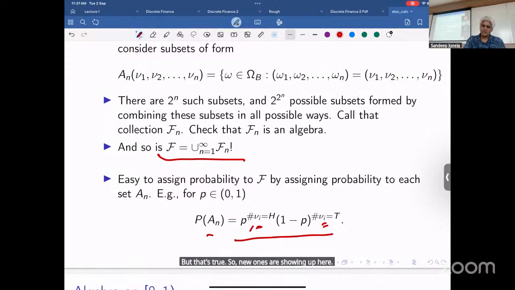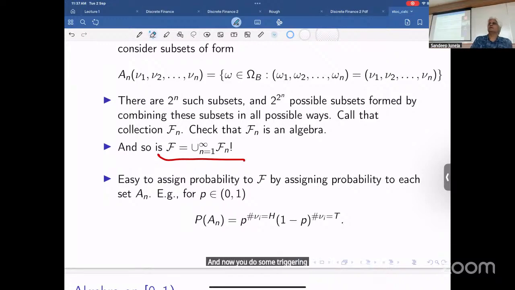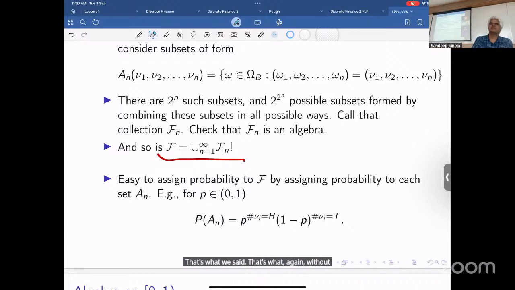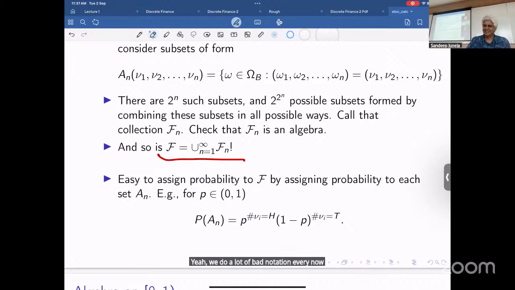The reason I'm a bit confused is that first we defined An, then we said there are 2 to the power n nu n. What we said was that An for each nu n is a well-defined set, and we have 2 to the power n such sets because you have 2 to the power n such nu n. That's what An without the nu n would mean. I agree with you, it's bad notation. We do a lot of bad notation every now and then. So this is An of nu n.